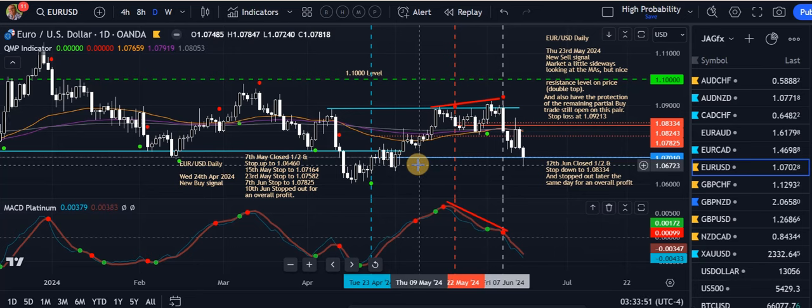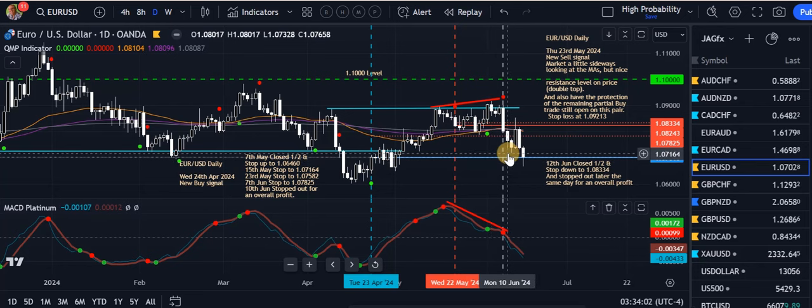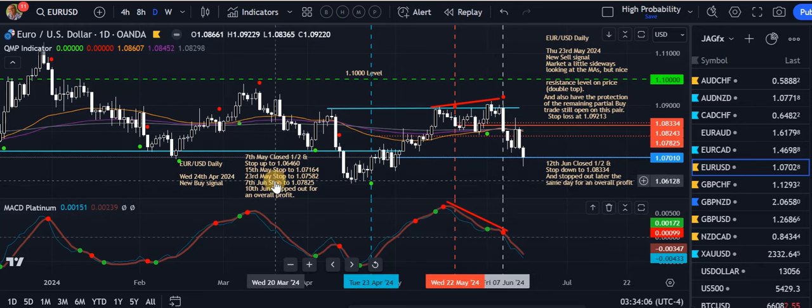Like 14th of June, yesterday is my brother's birthday. 7th of May is my son's birthday. So they're all relevant sort of numbers. So closed half here, then I've moved my stop up. 10th of June, so this would be this candle here, I'd say. This candle here, down through there, stopped out for an overall profit.